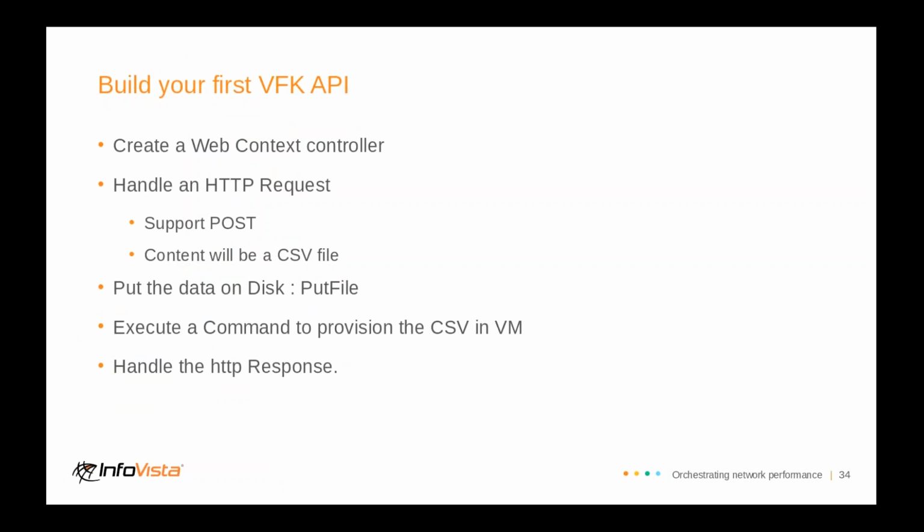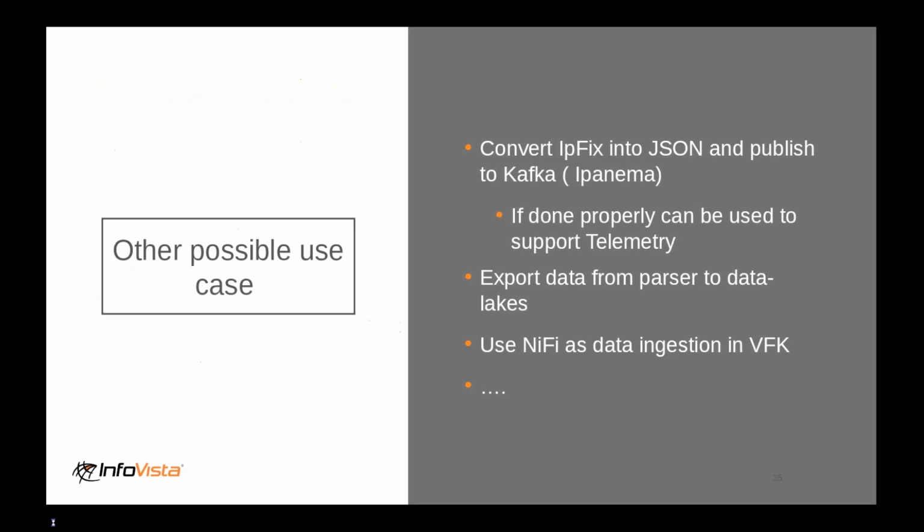Another possibility, building our first Vista Foundation Kit API. This is what we are putting in place with Charter. Create a web context controller, handle HTTP requests, support the POST so we can receive the JSON structures. In this case, content will be a CSV file. In reality, it's a JSON structure. And then put the data on a disk and execute a command to provision the CSV. In this case, we are provisioning the XML directly in reality at the end. But this is how it can be done.